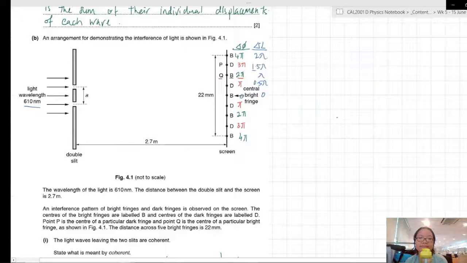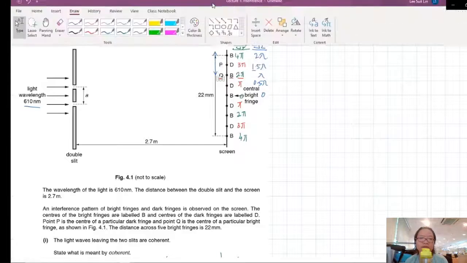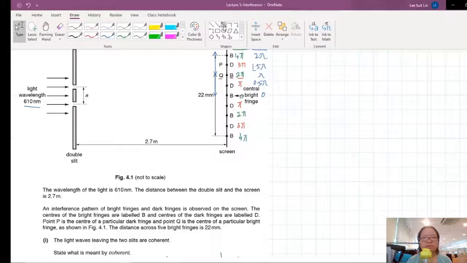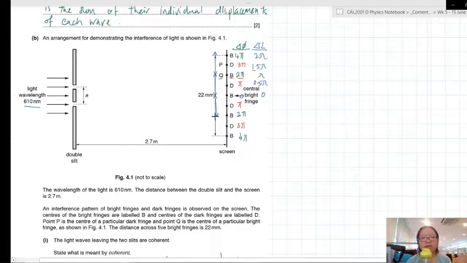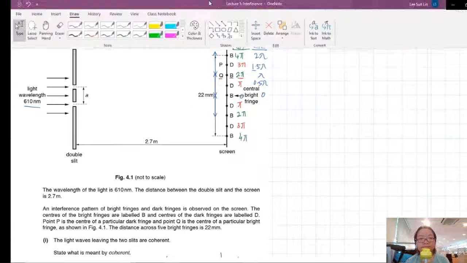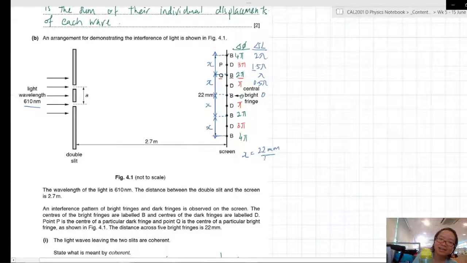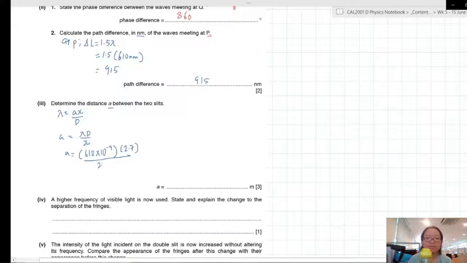And let's think about the value of x. How many x are there in 22 mm? Because I'm being nice here, I'm drawing an arrow between every bright fringe. We call it a fringe because of that pattern. Here is x, because bright to bright is x, bright to bright is x, bright to bright is x. So this is 4x. Okay, so 22 mm over 4, times 1 over 4. Alright, so that will get you your a pretty easily.